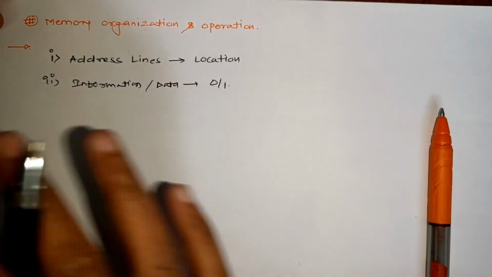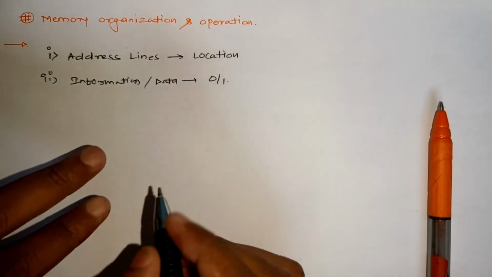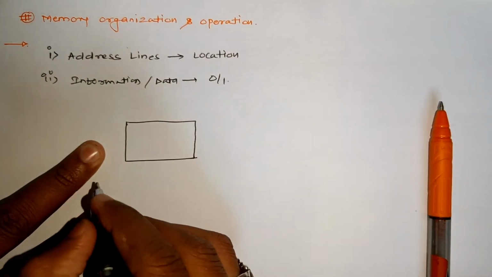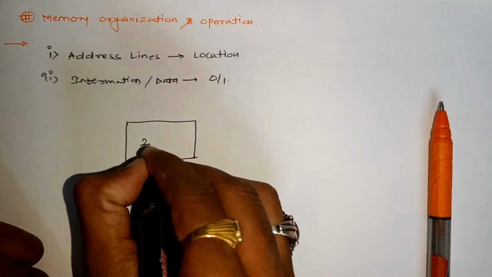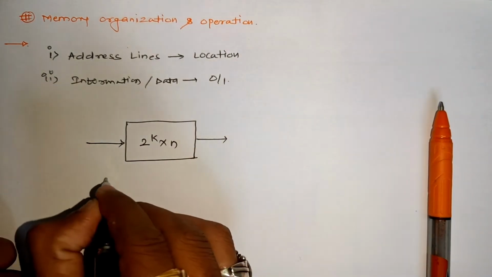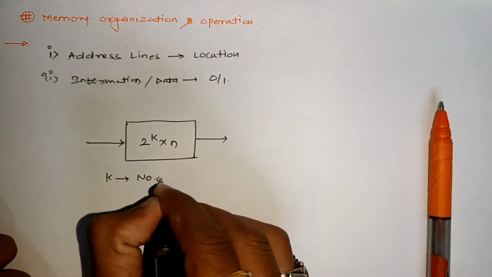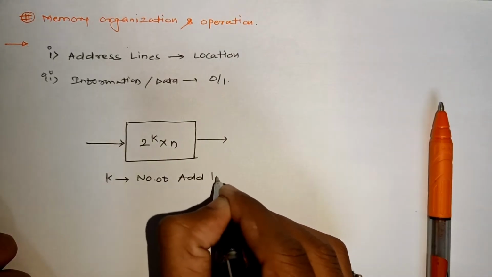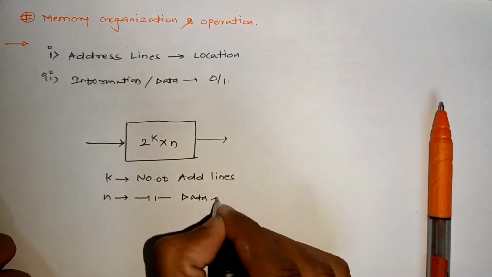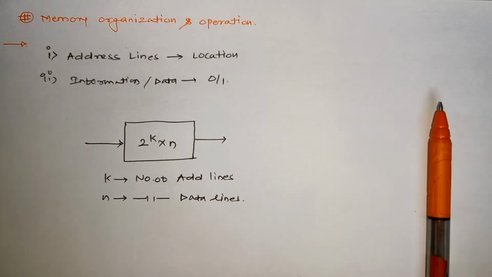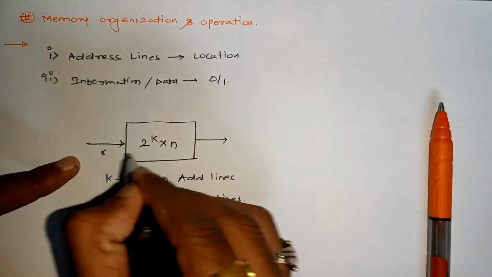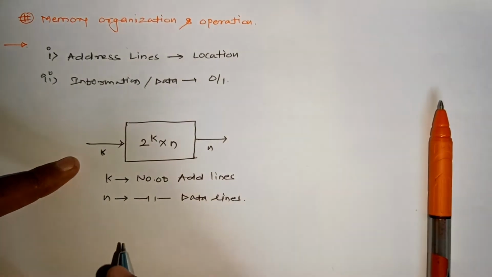Okay, so whenever we are dealing with memory organization, the very first step is the typical diagram of our memory. The typical diagram of memory will be denoted by 2 raised to k by n, where k indicates the number of address lines and n indicates the number of data lines. Most important term. So a general block diagram of any memory element would be 2 raised to k by n, where k are the address lines and n will be the data lines.